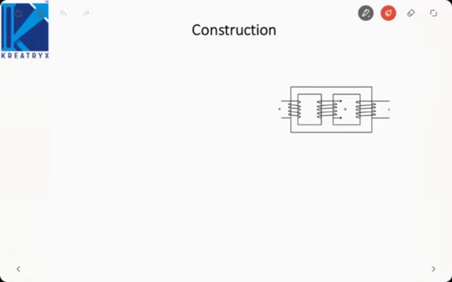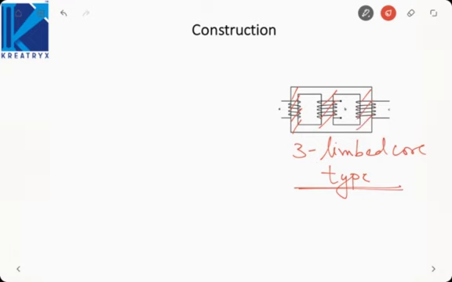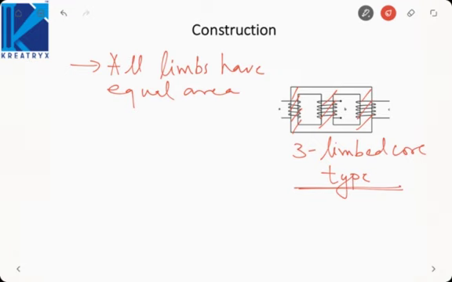Now this is my first construction. It is called a three-limbed core type transformer. Because if you see here, the core is surrounded by the winding. That is the same condition as we saw in single phase core type transformer. Three limbed because we have three limbs here. Some of the features are, all limbs have equal area.